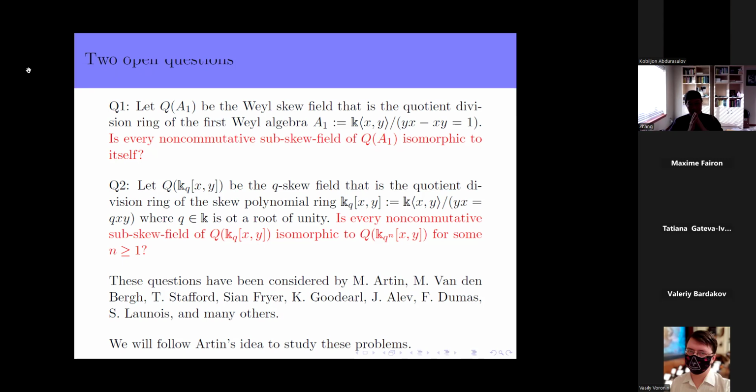Now if we go back to the algebra, A1, the Weyl algebra is simple. The skew polynomial ring is not simple, so these two are not isomorphic. But after localization, it's not immediately clear why these two are non-isomorphic as algebras. But we will see soon that these two are non-isomorphic.